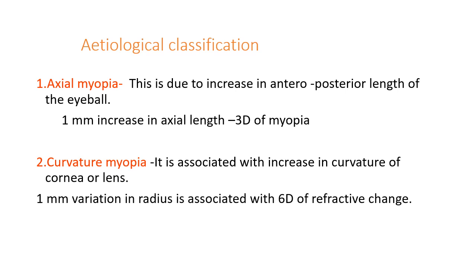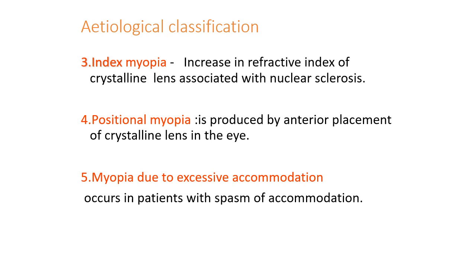That is astigmatism. In index myopia, it is because of the refractive index of a crystalline lens associated with nuclear sclerosis. So refractive index means the speed of light in the medium compared with the speed of light in the vacuum or in the air. So if the light has to travel through a thick medium, its speed decreases. So in index myopia, the crystalline lens has a different refractive index in the center, or in the nucleus, or in the cortex. So that is the index myopia.